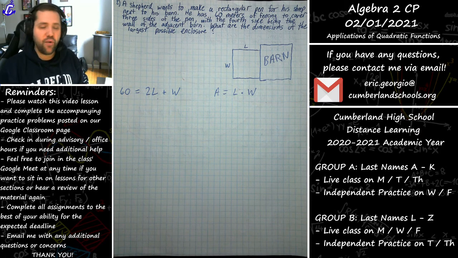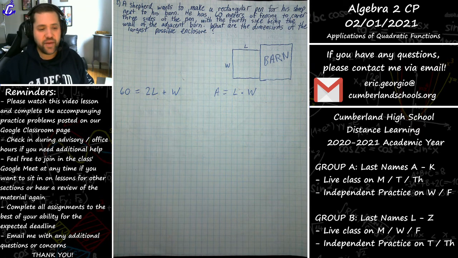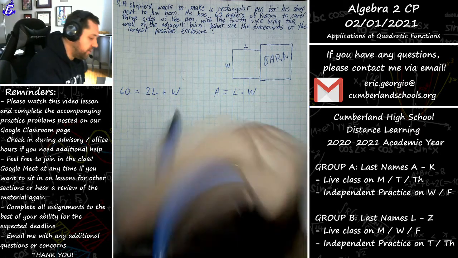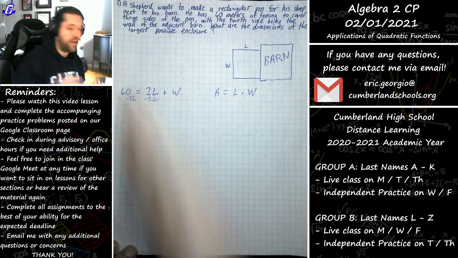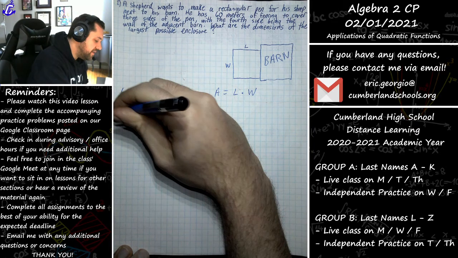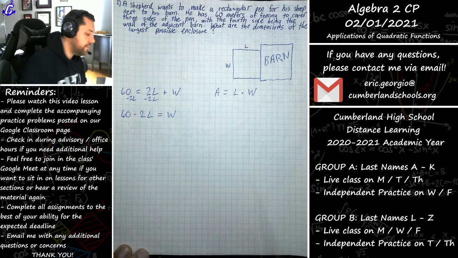We can now try to get one of those variables by itself and plug it into the function. The last example, we got L by itself. This time, let's get W by itself. So let's subtract 2L. It doesn't matter which one you pick. You'll just solve for them in a different order. I would get 60 minus 2L is equal to W.